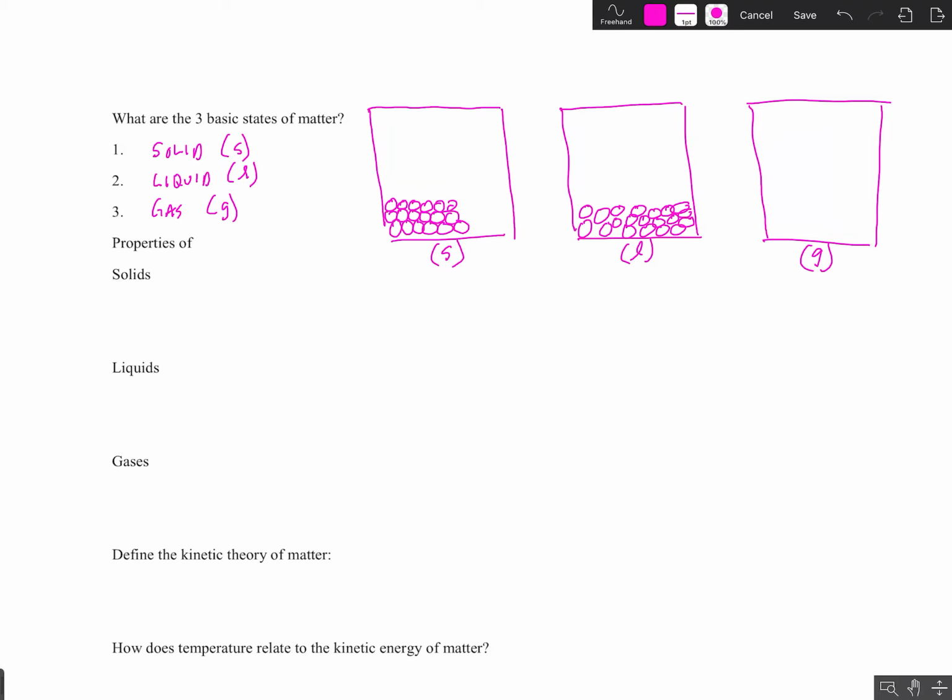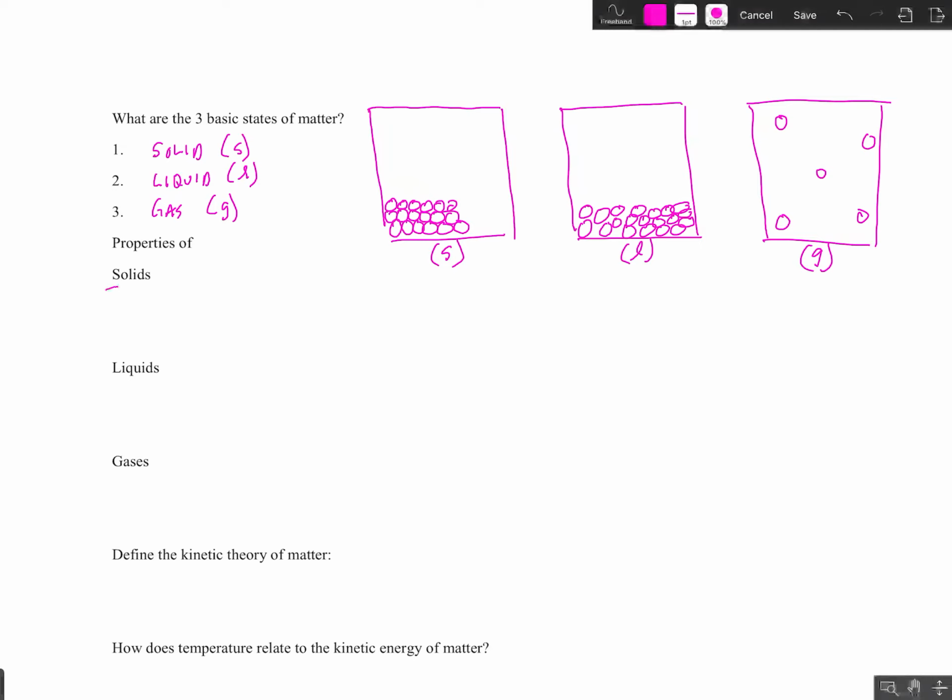Gas particles, there's huge distances between them. They end up occupying the entire volume of their container. They take the shape of their container. They can flow easily past one another. In fact, let's start writing some of these properties down, should we?